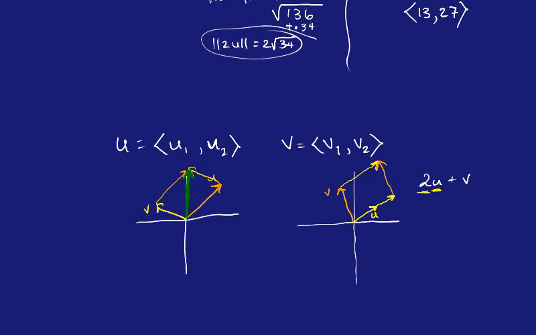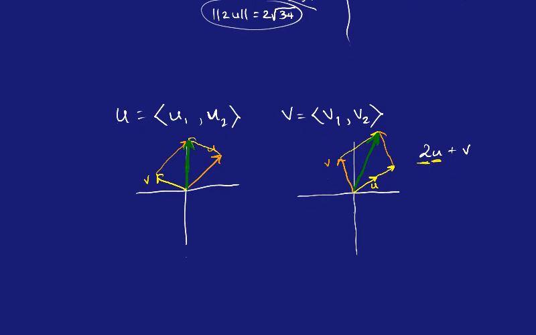And my answer is going to be the resultant vector that goes from the origin to right where the two arrows meet up. And this is my answer. So, right, the answer here would be 2u plus v. It's that green diagonal vector. And that's how you add them graphically. So whatever the combination of things are, that's how you would create the parallelogram.